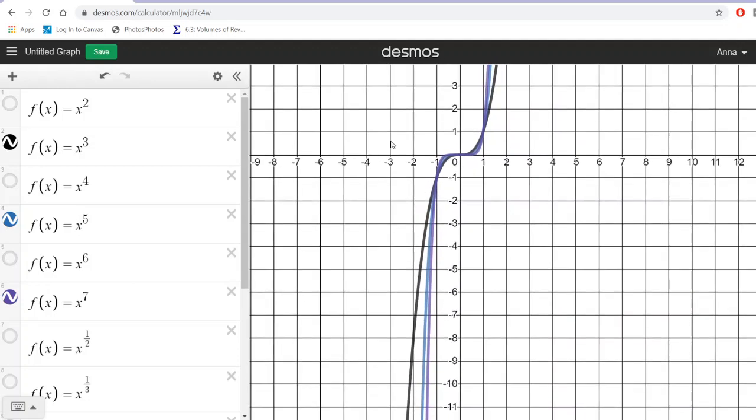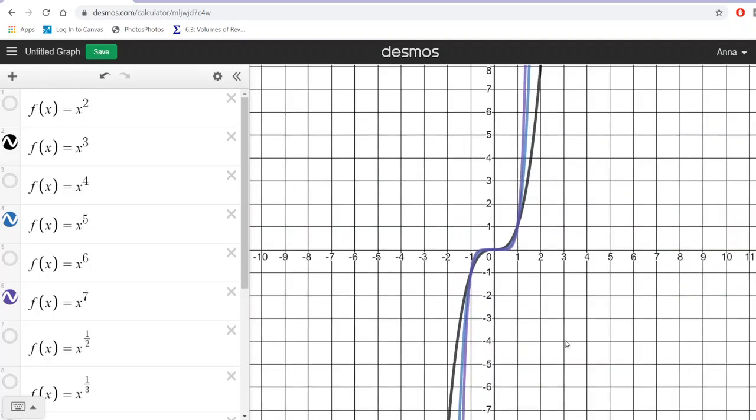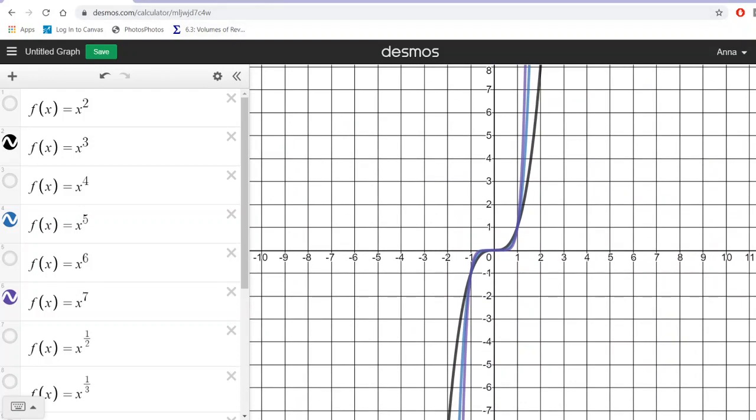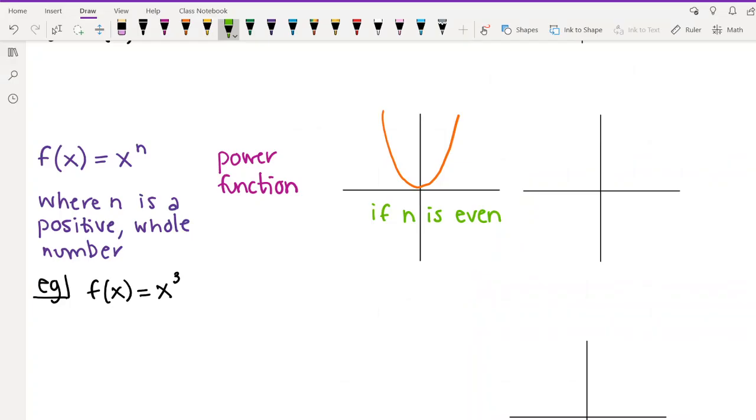And so that's why these functions go down on the left side, because when you're plugging in a negative value for x, you get a negative result as your output. And so that's really the reason that these graphs look the way they do. And so if n is odd, the shape is generally going to be like this.